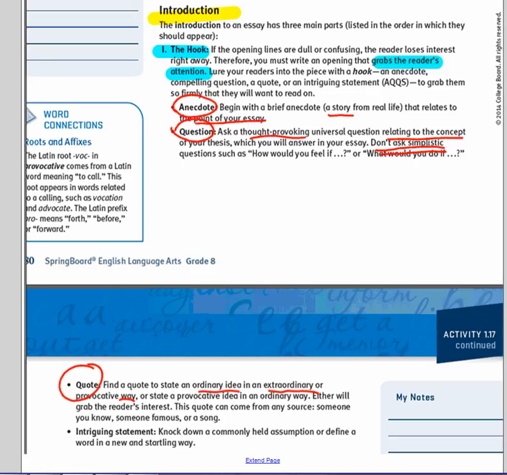Okay, and the fourth type of hook is called the intriguing statement. So the intriguing statement is taking some common assumption, some common topic, a hero, heroism, and it defines that concept in a new or startling way. So instead of us saying, well, all heroes are superheroes, no, how else can we define a hero? That would be you making an intriguing statement.